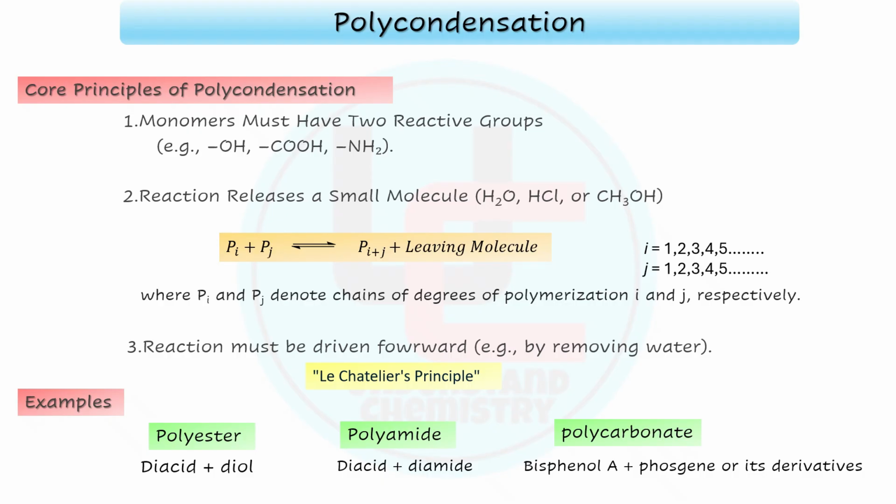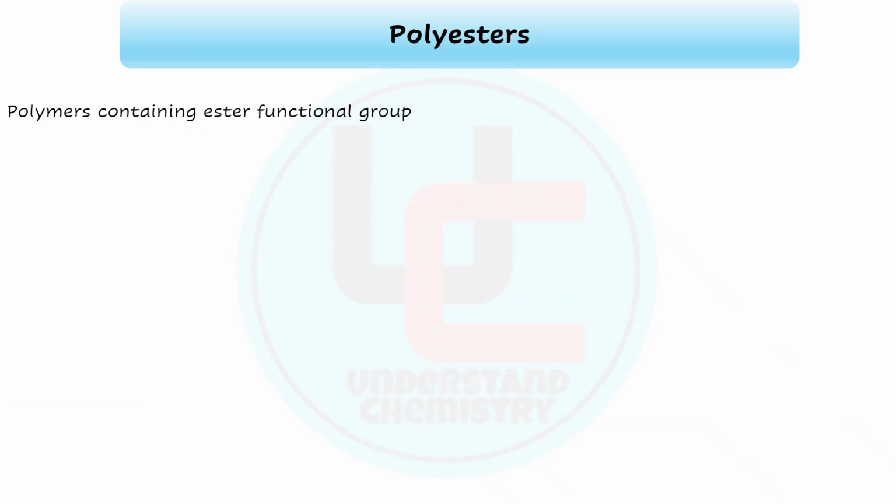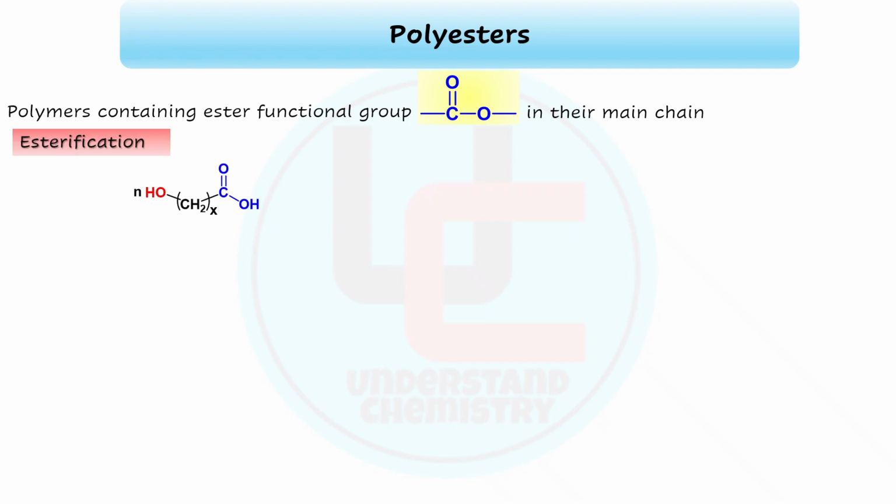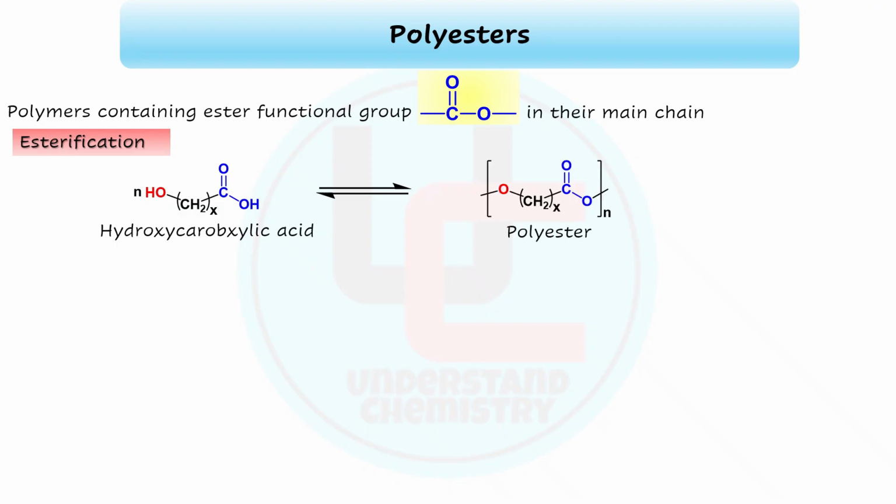Let us first talk about polyesters. Polyester is a polymer composed of repeating ester bonds. Polyesters can be produced by the self-condensation of hydroxy carboxylic acids. These are the molecules that contain both hydroxyl and carboxylic acid groups.